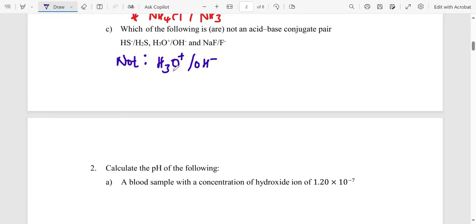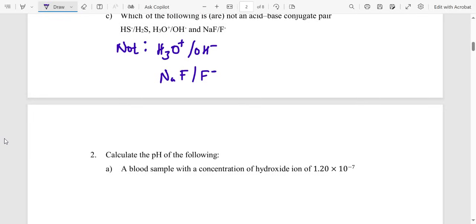Okay. And then for the other one, sodium fluoride and fluoride, these are not, because sodium fluoride is not an acid, it's a salt. And then fluoride minus is a base. So this can't be an acid-base conjugate.